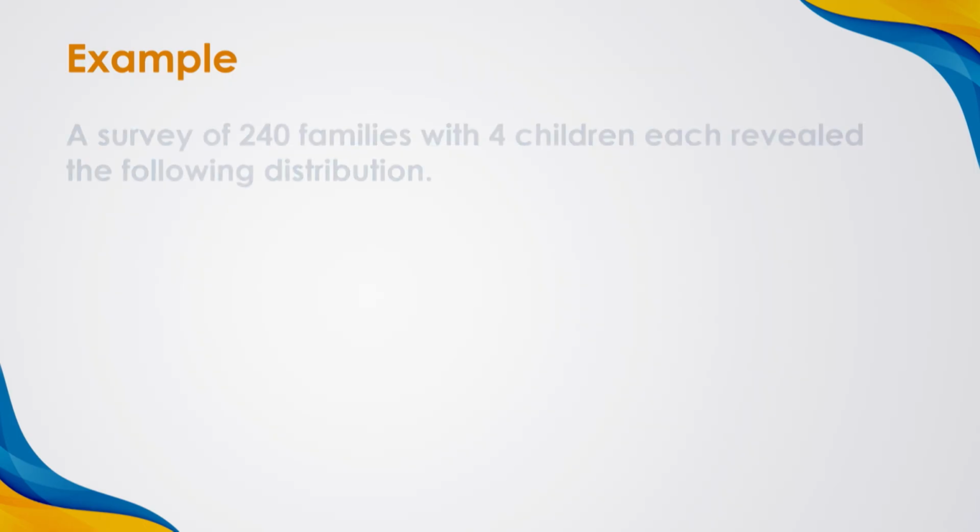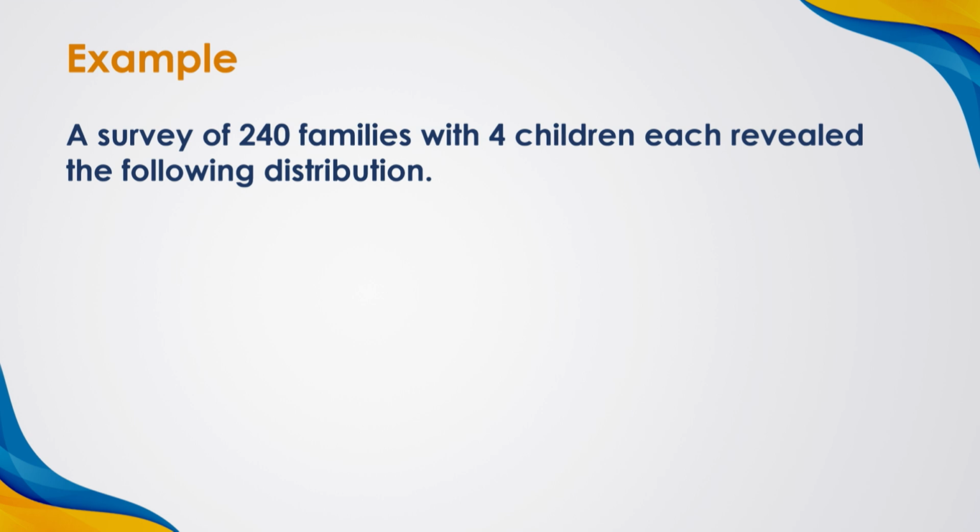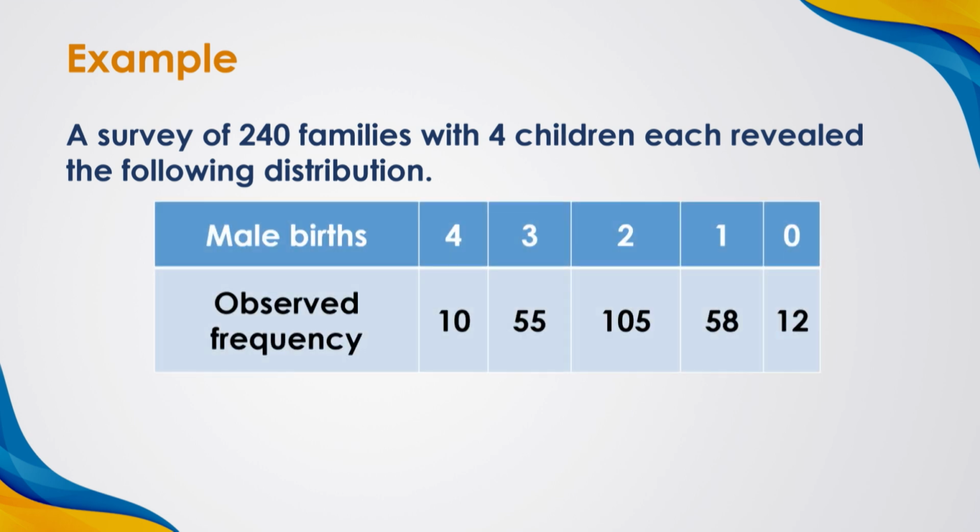Now coming to the example, a survey of 240 families with 4 children each revealed the following distribution. Here you can see the table: male births as 4, 3, 2, 1, 0 and observed frequency as 10, 55, 105, 58 and 12. So here the data represents that 240 families are having 4 children.